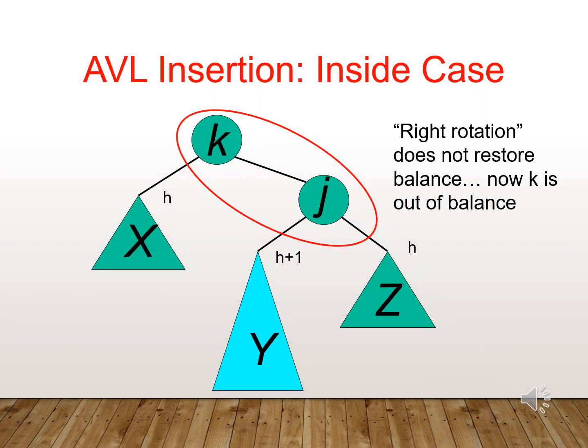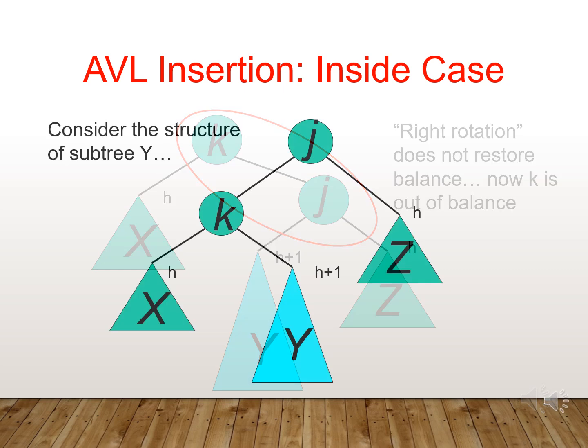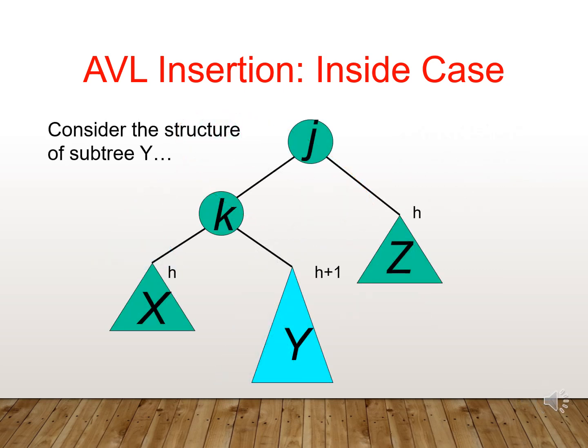As we can see, the right rotation did not restore balance in this case. It caused K to go out of balance. Consider the structure of subtree Y.